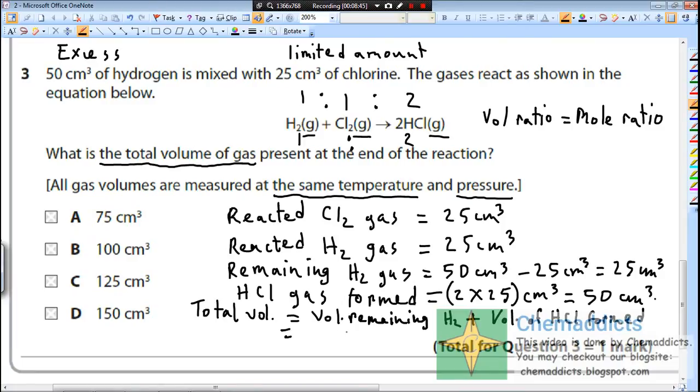So the volume of remaining hydrogen is 25 cm cube, and the volume of HCl formed here is 50. Okay, so if we add this up, we're gonna get 75 cm cube. So which would be the answer? So here A is the answer. Okay, so here A is the answer.